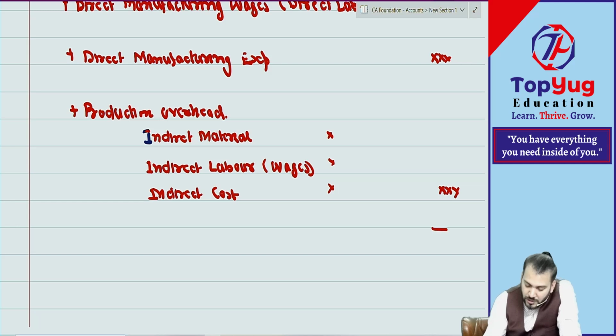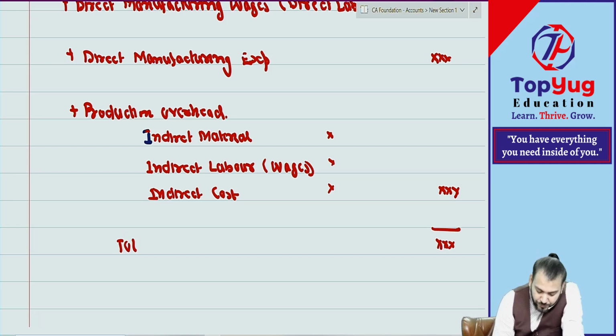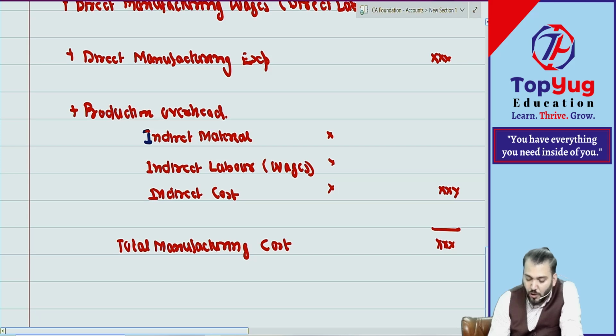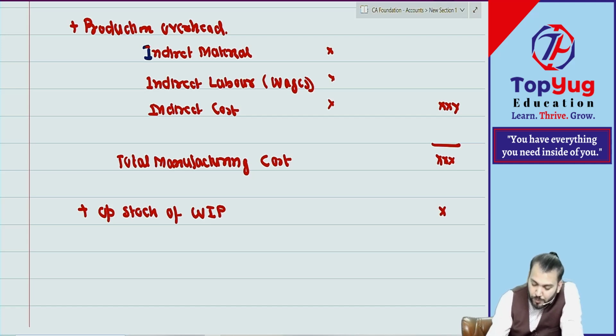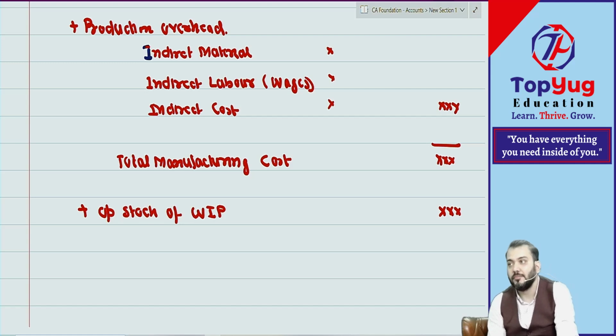So if you add these three, this will become production overhead. Understood? This total is known as total manufacturing cost incurred during the year, but this is not the cost of goods produced. Correct? From this we'll do adjustment. We'll add opening stock of WIP. Opening stock of WIP will be added.